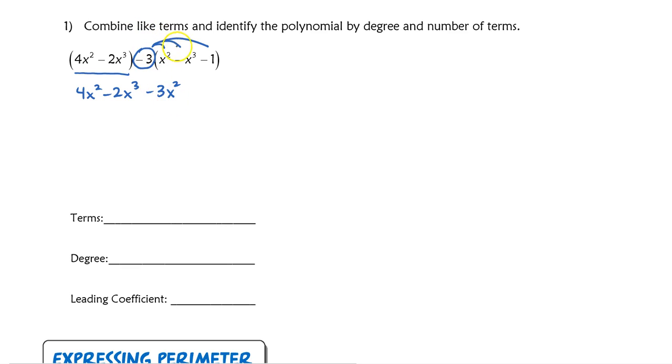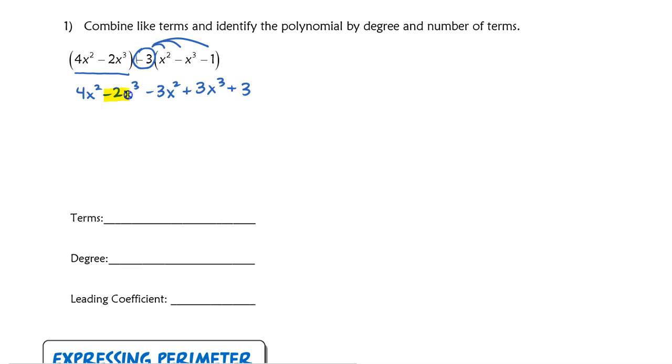And then distribute -3 to -x cubed. That's going to change that to positive 3x cubed. And then -3 times -1 here is plus 3, positive 3. Okay, after this I'm just going to go ahead and combine like terms. Now what we talked about in class was that we can speed this up a little bit if we look for the highest exponent first.